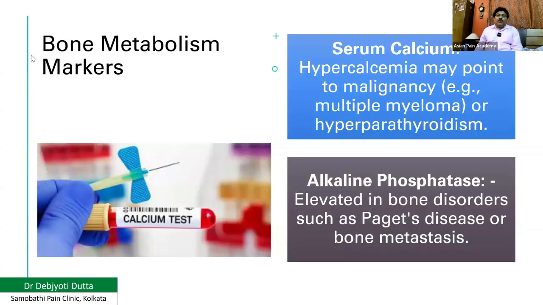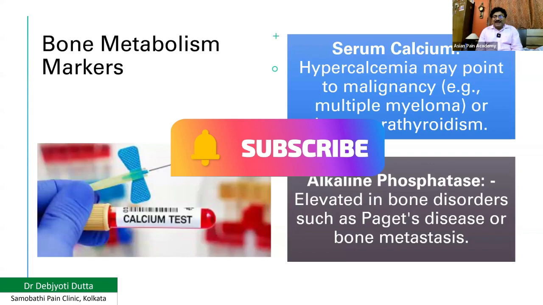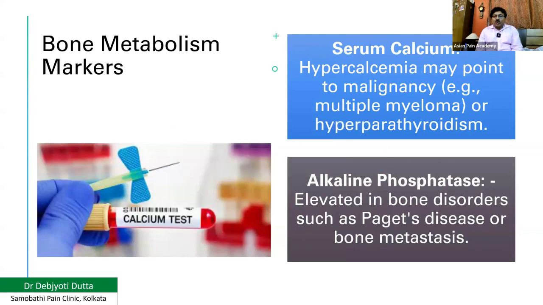Now, coming to the bone metabolism markers like calcium and alkaline phosphatase. Hypercalcemia may point towards malignancy, for example multiple myeloma or hyperparathyroidism, whereas alkaline phosphatase elevation could be possible in bone disorders like Paget's disease or bone metastasis. And we have to take care of this part.